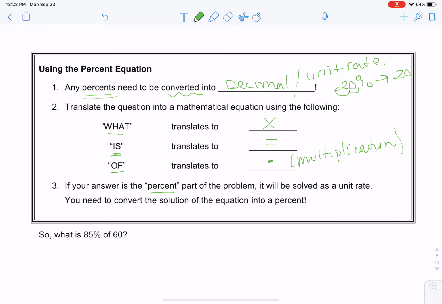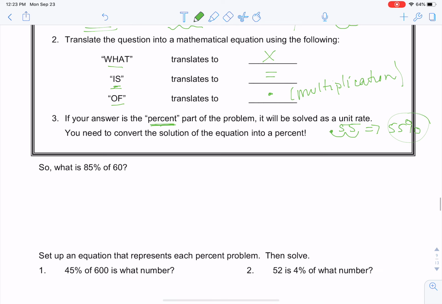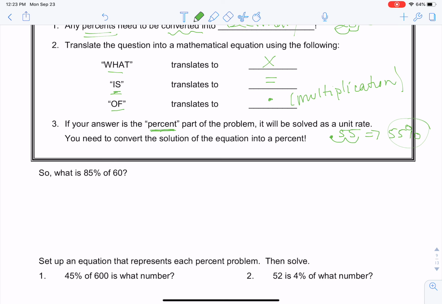If you're looking for the percent, you need to make sure you go backwards and convert it to a percent. So if your final answer is 0.55, you need to convert that by moving this 2 times to the right, and it's going to be 55%. Okay, you don't have to do that with every problem, but some of you will. So let's use this to solve this problem.